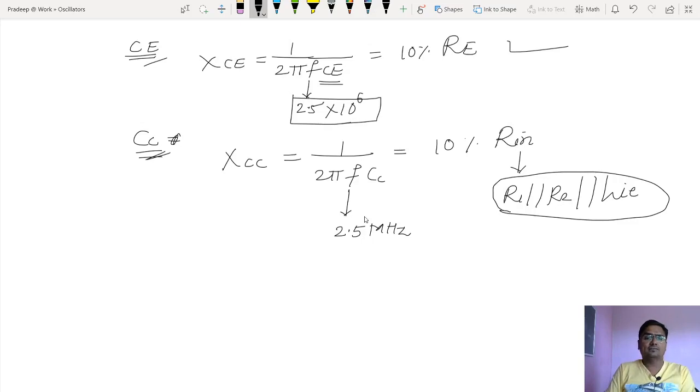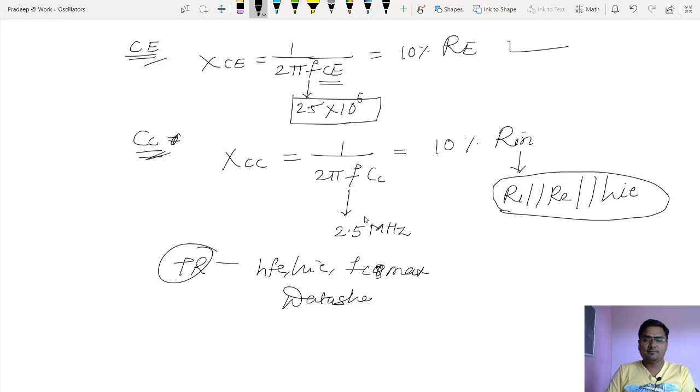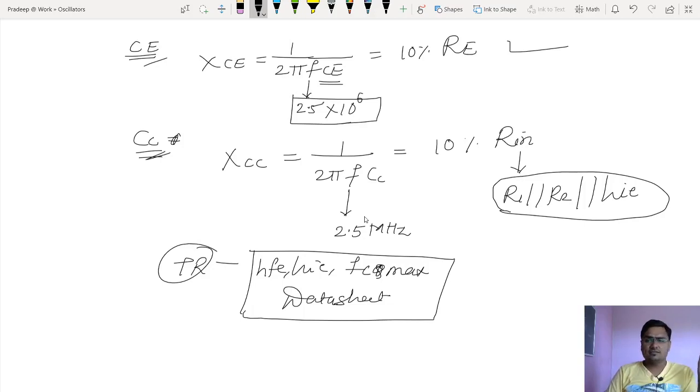After that, selection of the transistor. How can you select a transistor? Obviously it depends on HFE, HIE, and IC max. Actually use the proper data sheet and go with the selection of the transistor. Even the procedure is known to us. Just check the columns HFE and IC max. You will get an idea which transistor is suitable for your design. So this is the amplifier design, which is well known from the last 1 year.